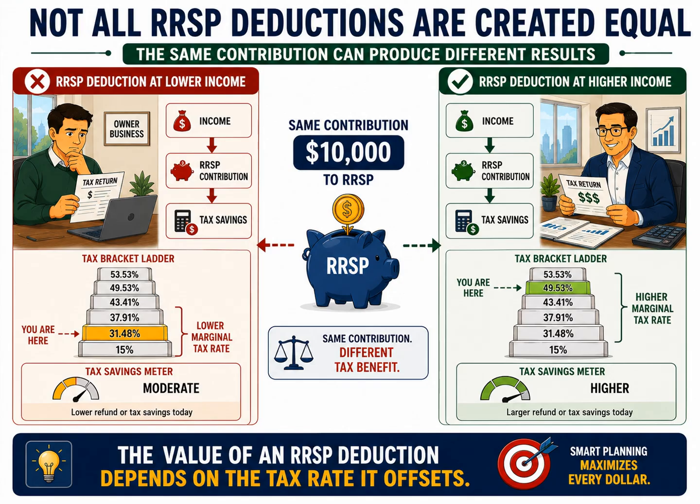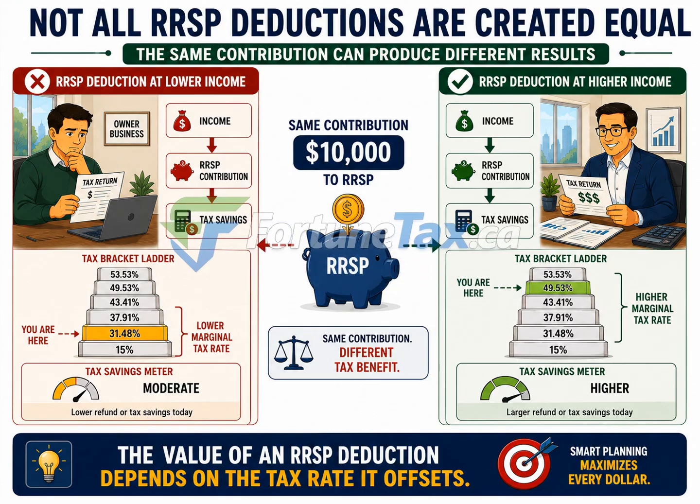If a deduction removes income that would have been taxed at a relatively low rate, the tax reduction is also relatively low. That is why the tax savings meter on the left side shows a moderate result. Now let's compare that to the right side of the slide. Here we have another individual making the exact same $10,000 RRSP contribution. But this person is in a higher marginal tax bracket. The deduction is now offsetting income that would otherwise have been taxed at a much higher rate. As a result, the tax savings generated by the same contribution are significantly larger.